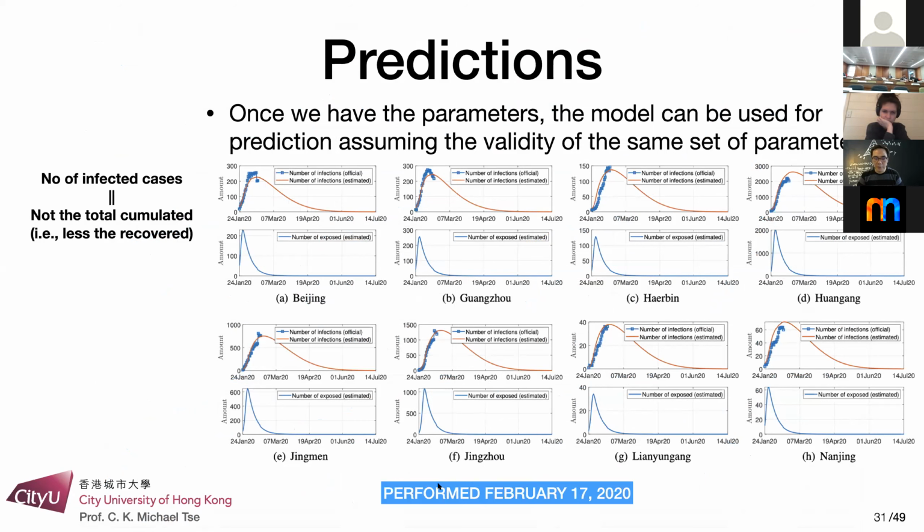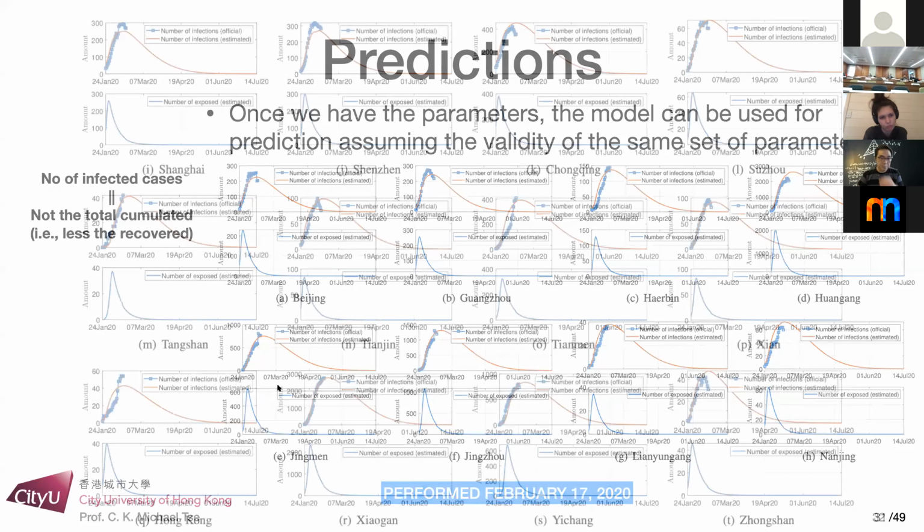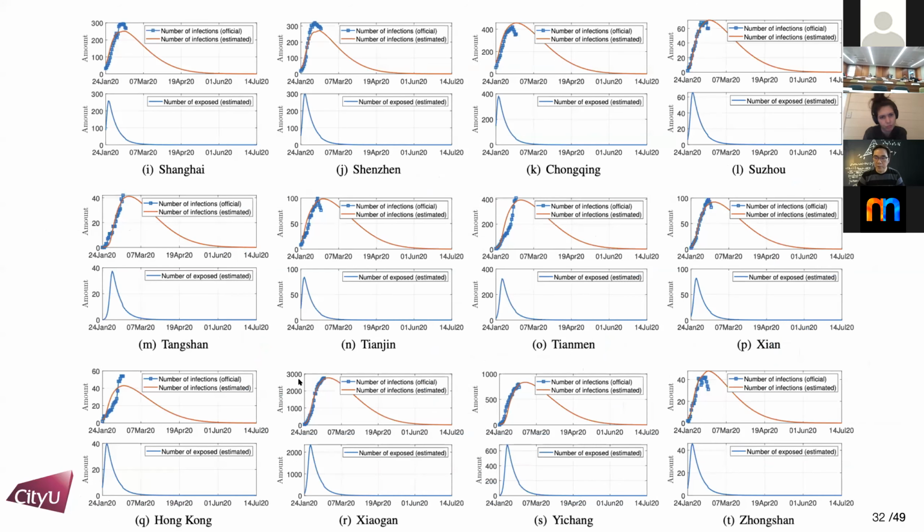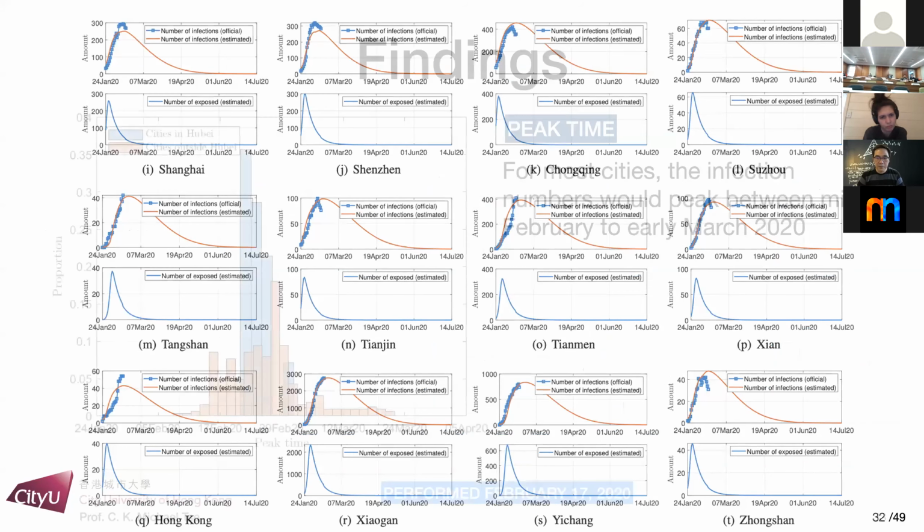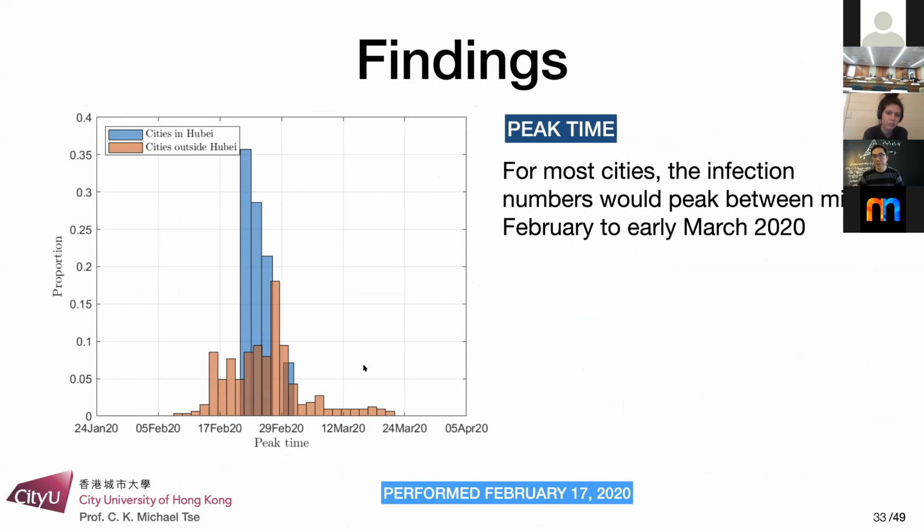So that was actually performed. These predictions were performed on February 17. And you can see the peaks are all around late February or March, okay? And these are actually quite consistent with the actual data we collected later on. And we were actually able to perform some analysis at that time.